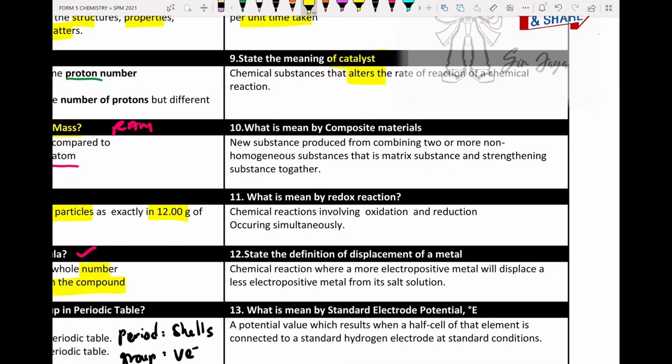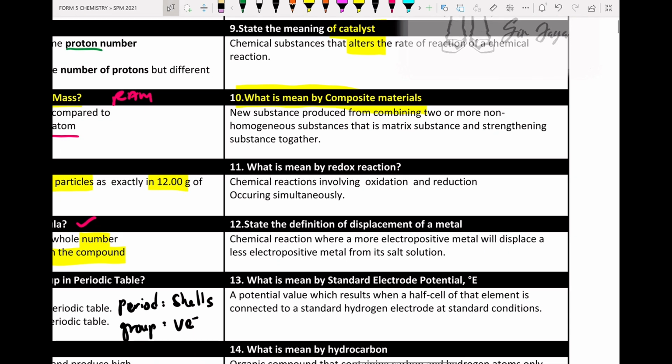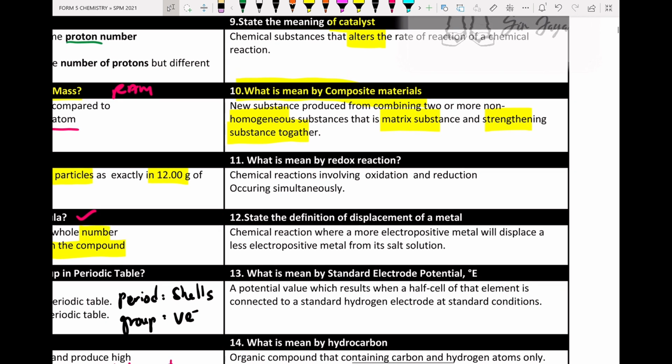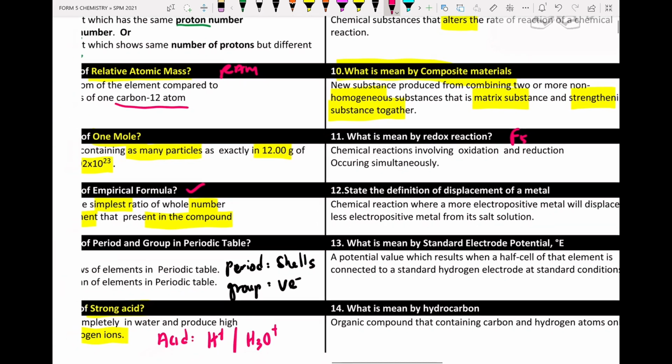All right. So the meaning of composite material: a new substance produced from the combining of two or more non-homogeneous substances, that is the matrix substance and the strengthening substance together. All right, so this is a Form 5 definition. It will be covered in our next slot. Today we will just go through all the Form 4 topics.